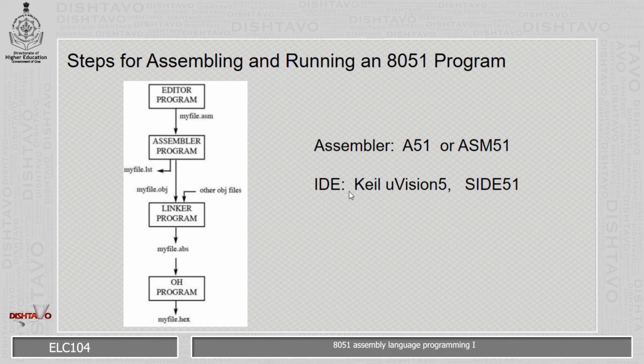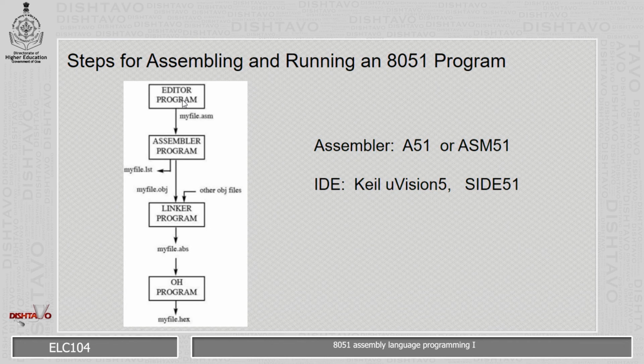Previously, in the olden days, assemblers were used. Examples of assemblers are A51 or ASM51. These are the assemblers which are used for writing and compiling 8051 microcontroller programs. So that is what the steps are given here. First is the editor.